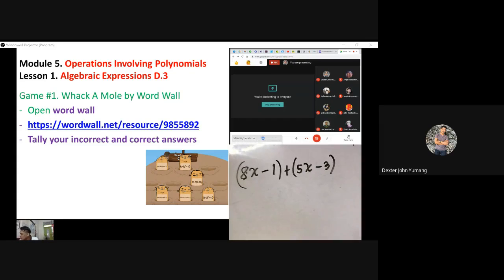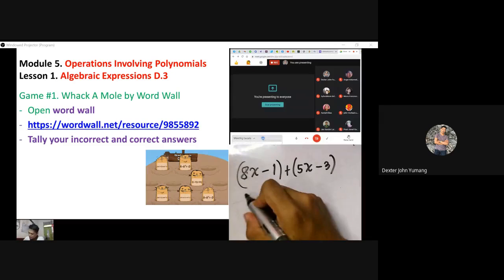Okay, meron na bang nakasagot? 13x minus 4 from Chester. So let's reveal if it is correct. Bird also minus 4, 13x. So we have 8x minus 1.